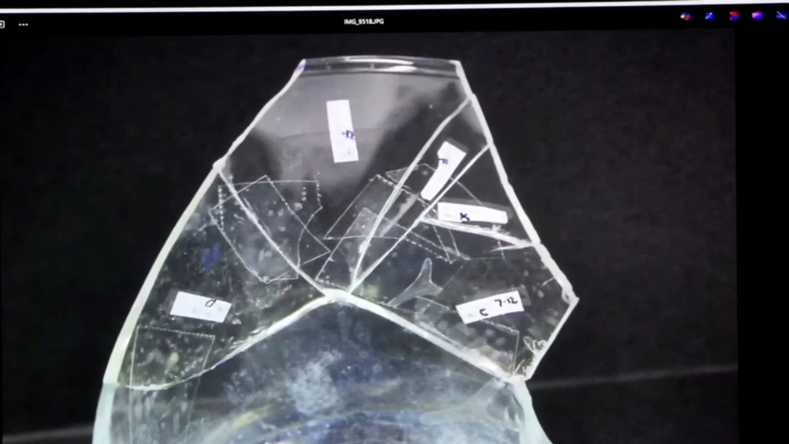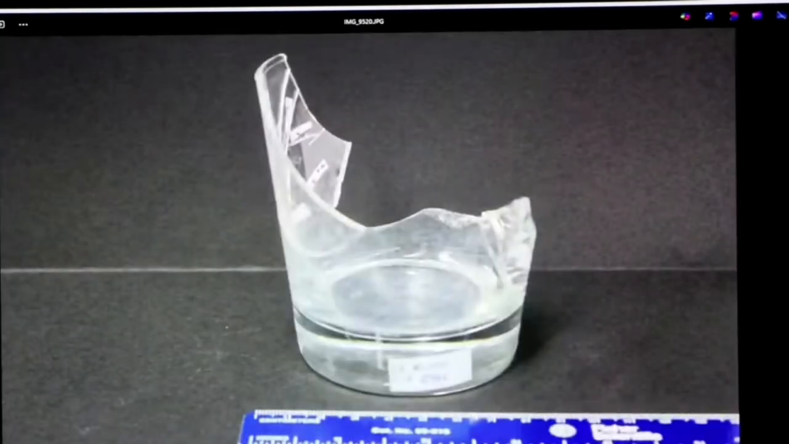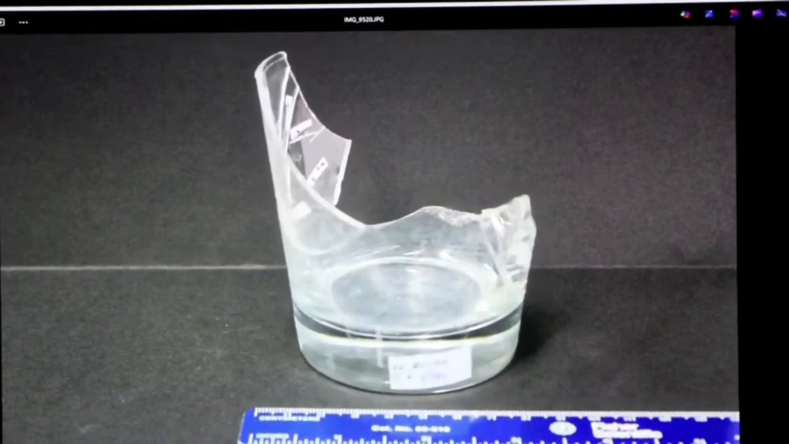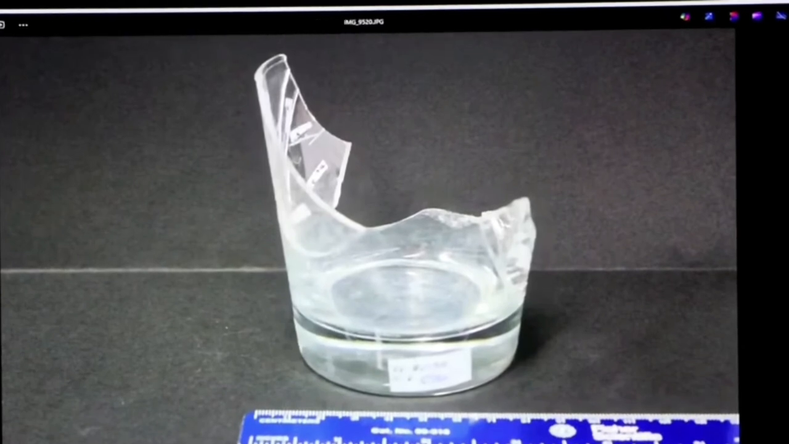And lastly, for this batch, Ms. Gilman, if I could have 9520. And again, Ms. Hanley, what are we looking at here? So this is another picture that I took of the items just slightly rotated of item 3-2 with a physical fit to several pieces from item 7-12.